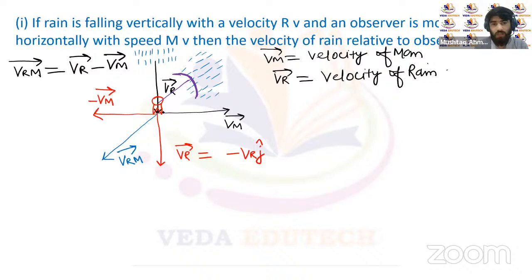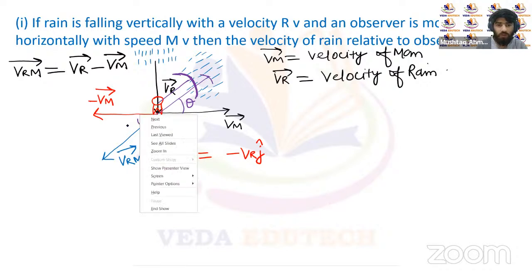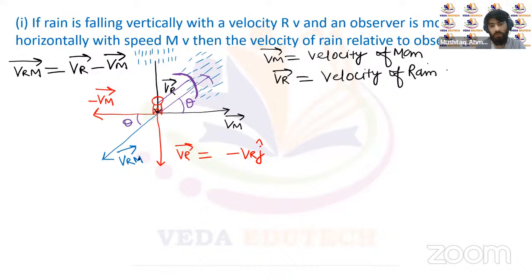Let's suppose the umbrella is at an angle of theta with respect to the horizontal. If this angle is theta here, then this angle is also equal to theta here. Then we can calculate this angle.